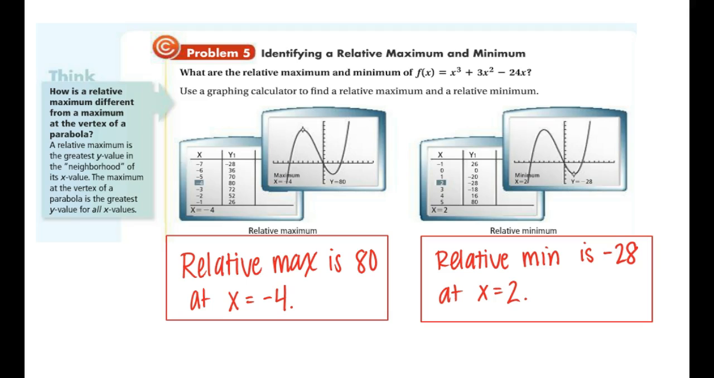To speed up this process, I have the graphs shown here as well as the tables. And you can see in the first graph we have the max at -4, 80, so that means the relative max is 80 at x equals -4. You can also see this in the table. The relative min is located at the coordinate point 2, -28, so that means the relative min is -28 at x equals 2. So that is the process that we will follow for finding relative max and mins.